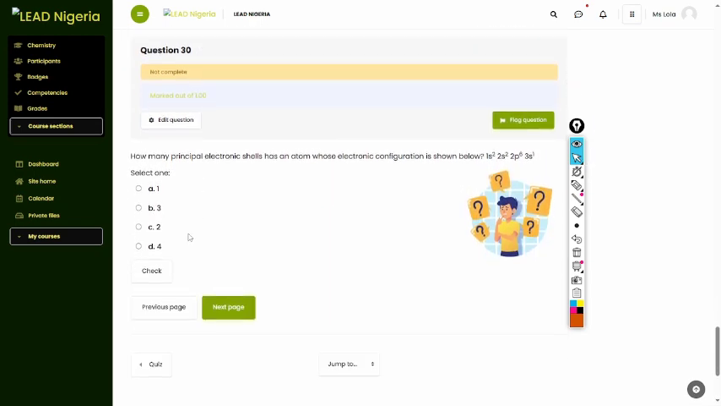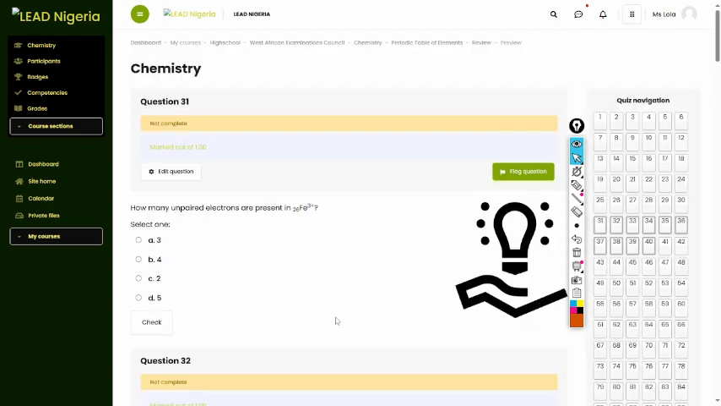Okay. How many principal electronic shells does an atom whose electronic configuration is shown below have? Okay, so the principal electron shell is represented by the 1, 2, 3 we see here. So it means that it has 3 electron shells, because the highest coefficient we see here is 3. So the correct answer would be 3. So we can tell the principal shell of an element by the 1, 2, 3 we see there.